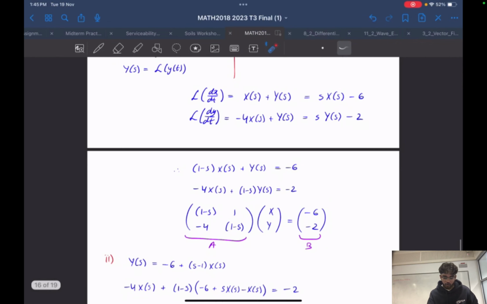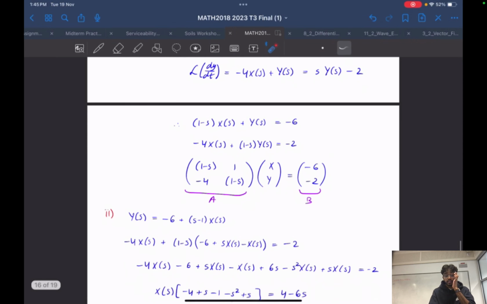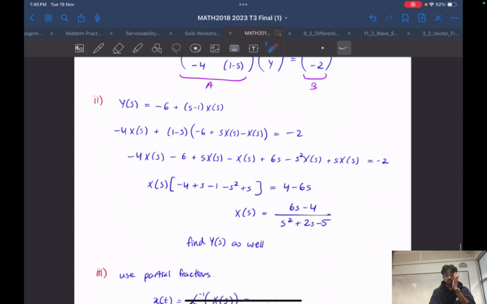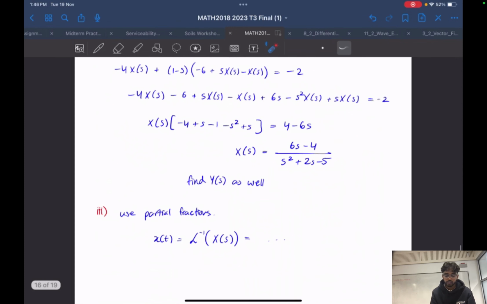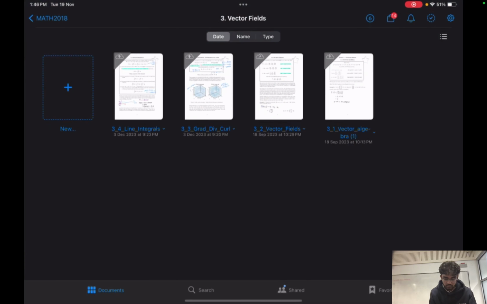And then you form matrices based on what I've done previously. Then you're going to need to use simultaneous equations to find x of s and y of s as well. And then to find x of t, you're going to need to do an inverse Laplace transform. So that's where the partial fractions actually come in. Because I don't have that much time, I'm going to skip over this question. However, I should already have solutions to it somewhere. Let me take a look.